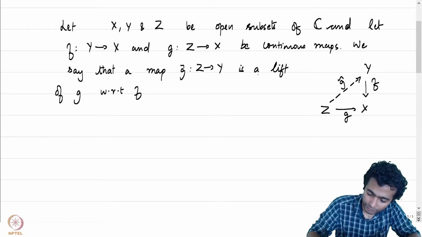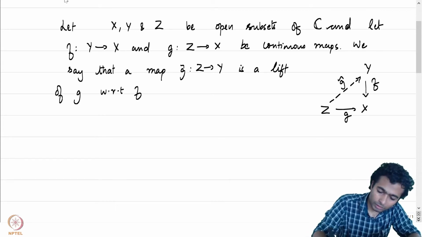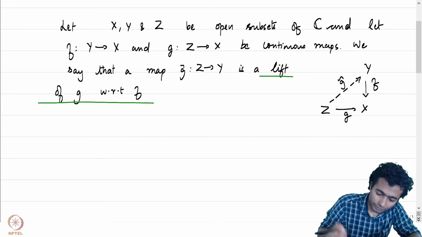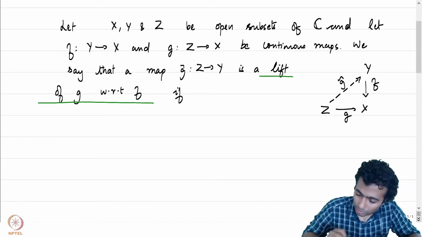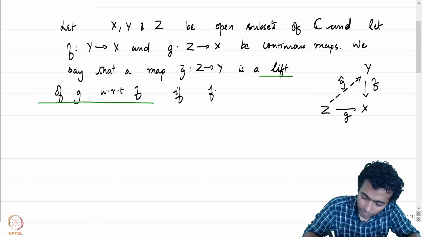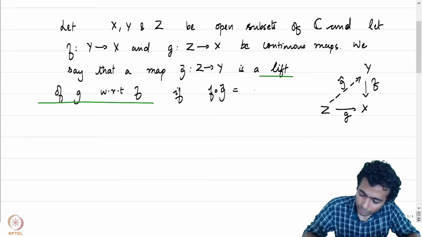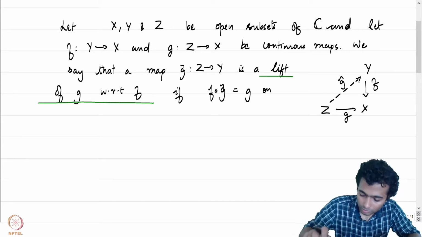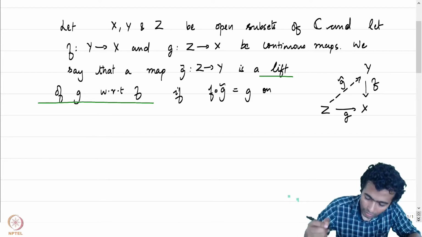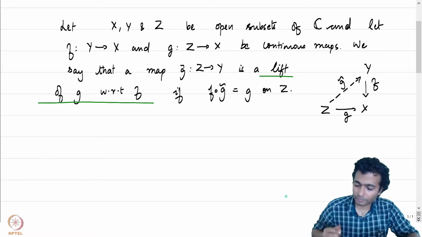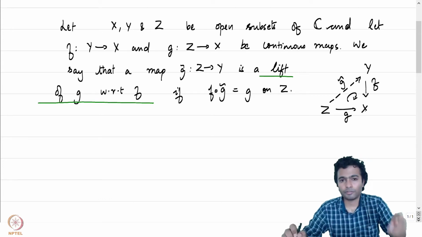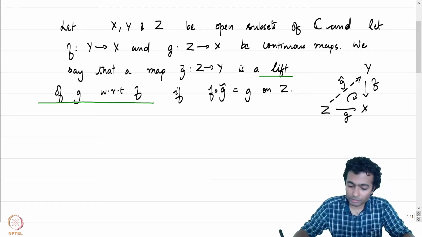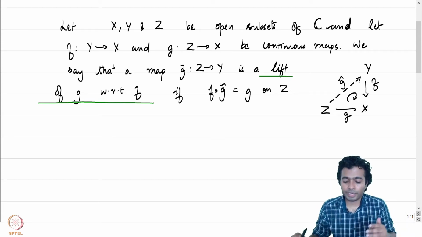So that's the thing that we are defining. It's a lift of g with respect to f if the diagram commutes. What is the meaning of that? That means that f composed with g tilde is equal to g on Z. Means if you go in this direction and if you go along g, we are going to end up with the same element in X. So if this happens, then we say that g tilde is a lift of g with respect to f.